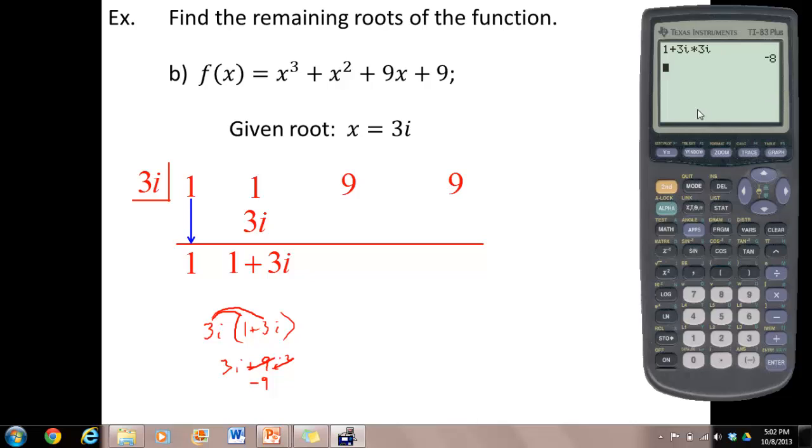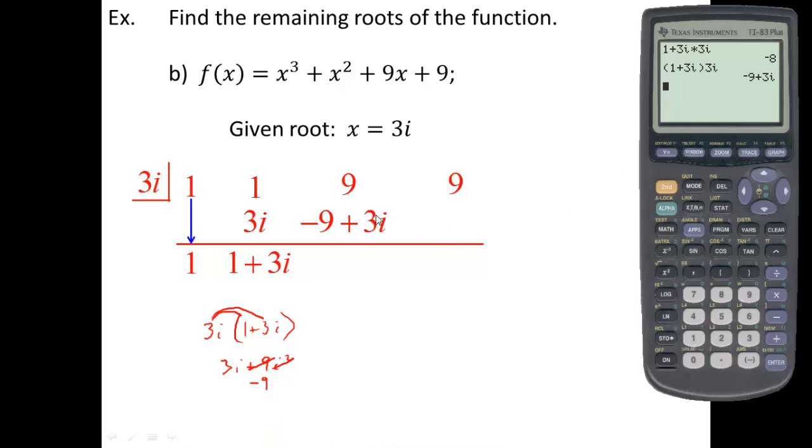notice I get negative 8, when in fact I already know the answer is negative 9 plus 3i. So what did I do wrong? Hopefully you recognize that I am missing my parentheses. The calculator will do exactly what I ask it to do. I am asking the calculator to multiply 3i and 3i, which is negative 9, and then add 1, which is negative 8, when in fact I should have asked it to multiply the entire quantity 1 plus 3i times 3i. That way I get negative 9 plus 3i, which is the answer I expected to go in right here.